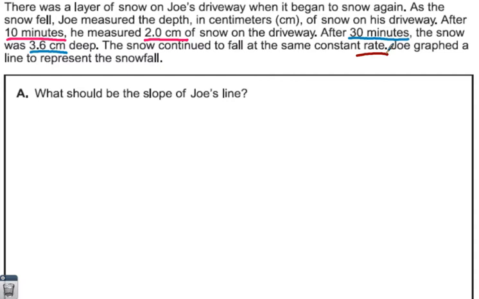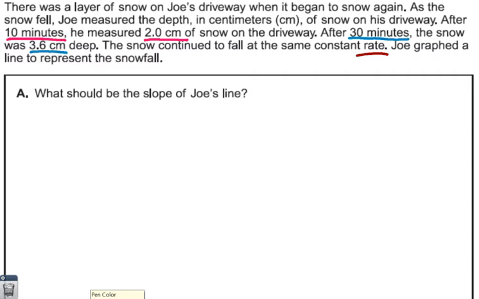Rate, as always with the keystones, will probably mean slope. Okay? And then look at part A. What should be the slope of Joe's line? Well, I think plain and simple, I'm going to use the fact that we can find slope from two ordered pairs. Like we do have two pairs.